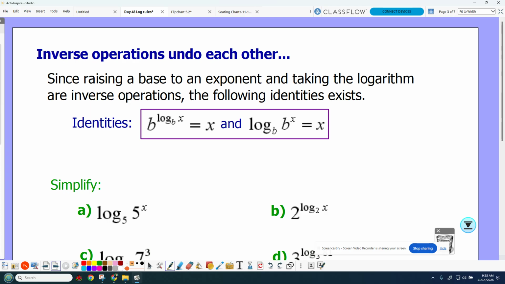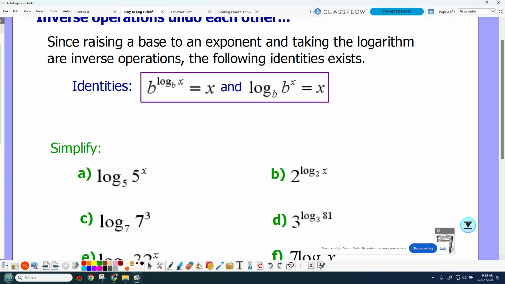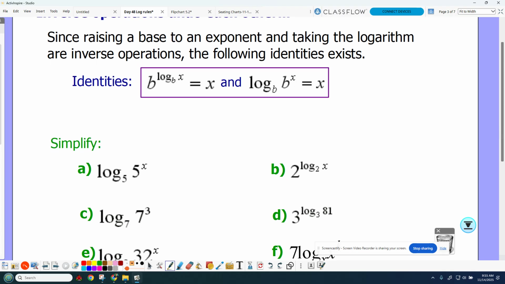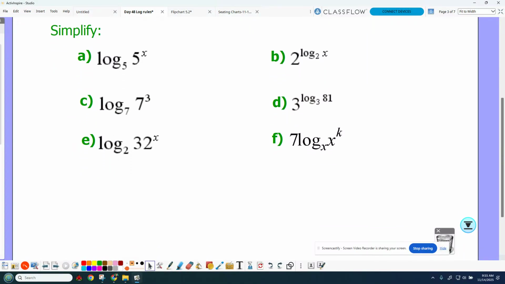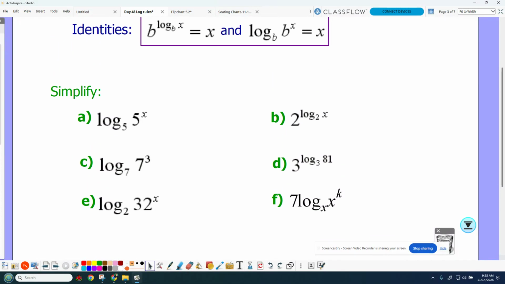All right. So, a reminder, log and exponent undo each other. So these things just are true. Log base b of b to the whatever pops out, and b to the log base b of whatever was in there pops out. All right, so Kevin, maybe we'll leave that up.